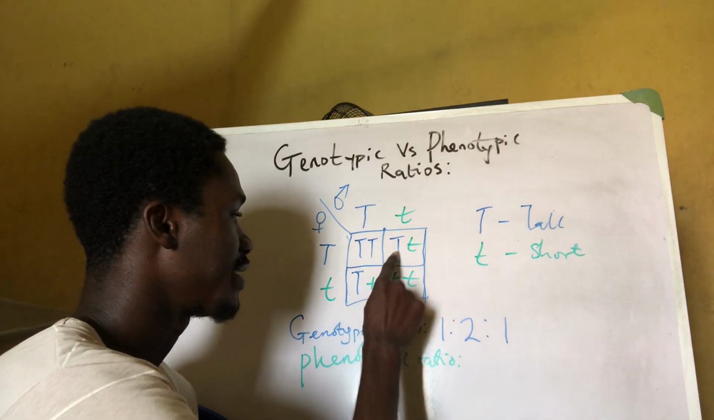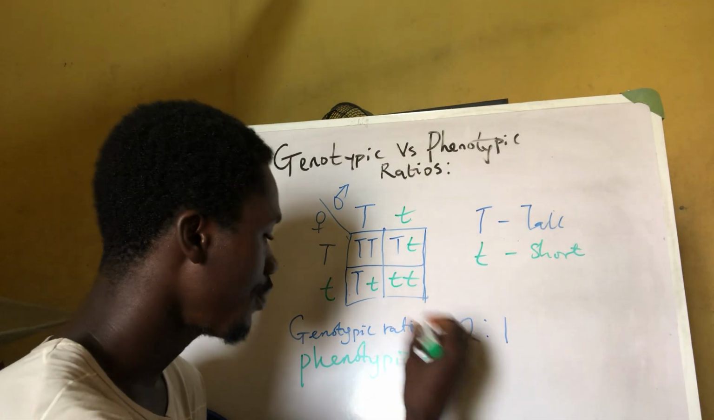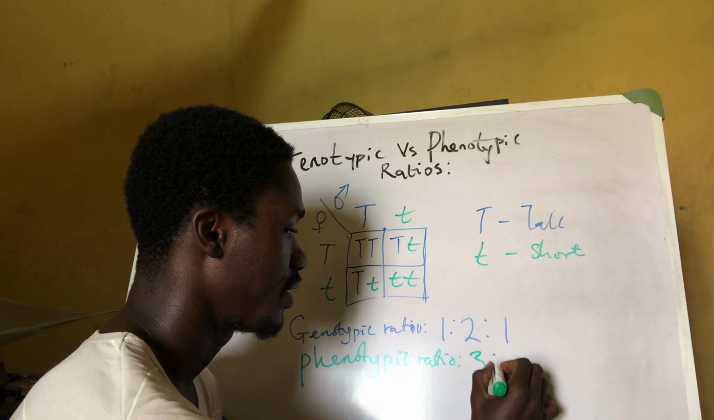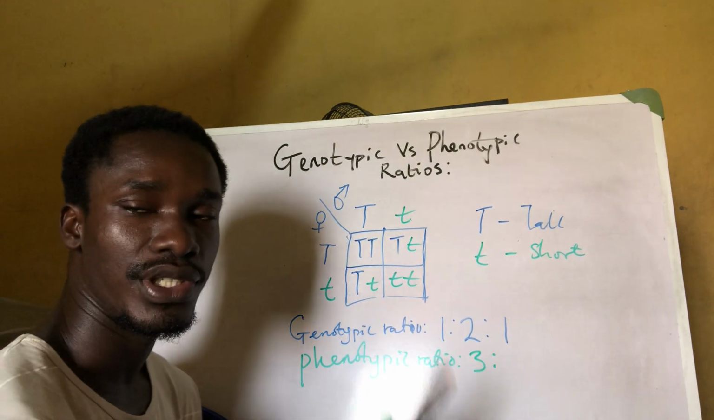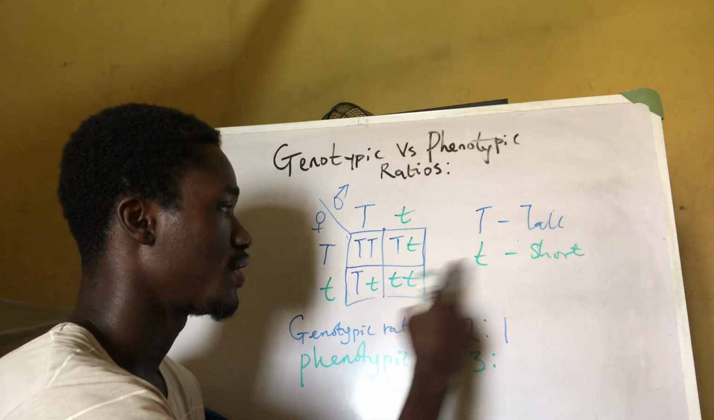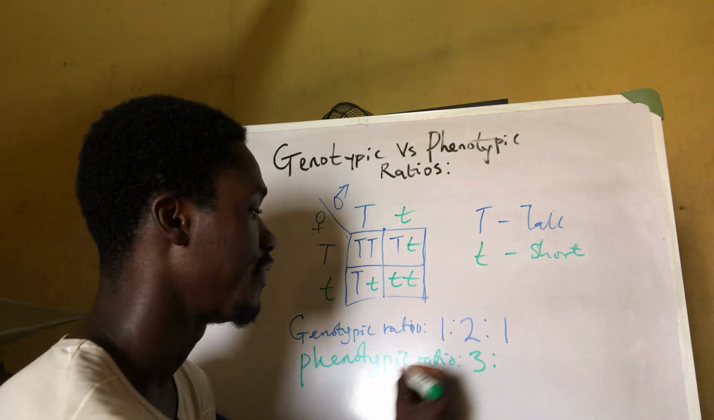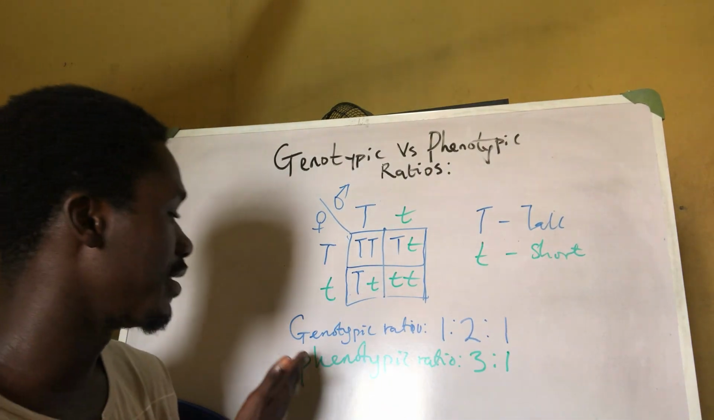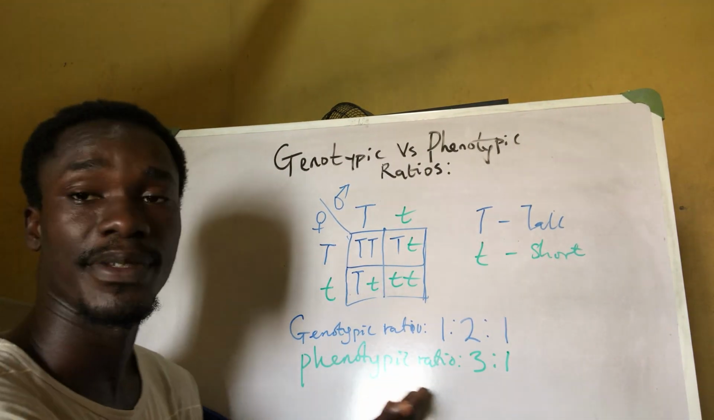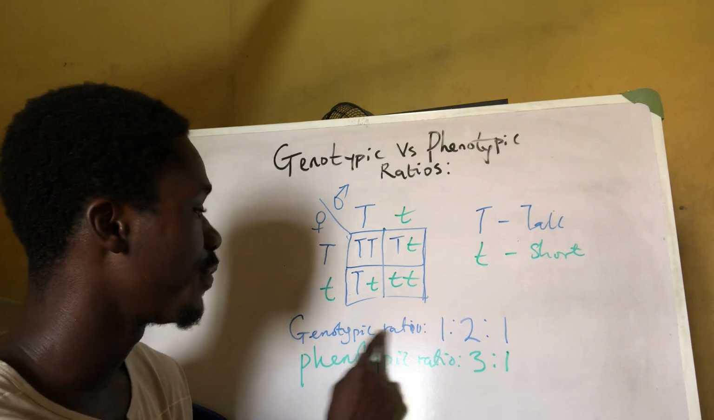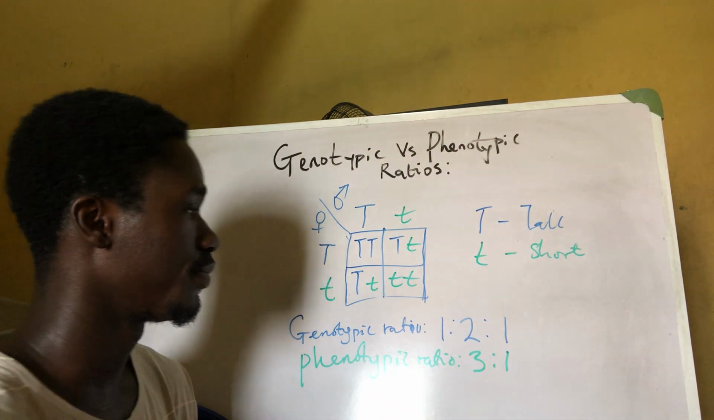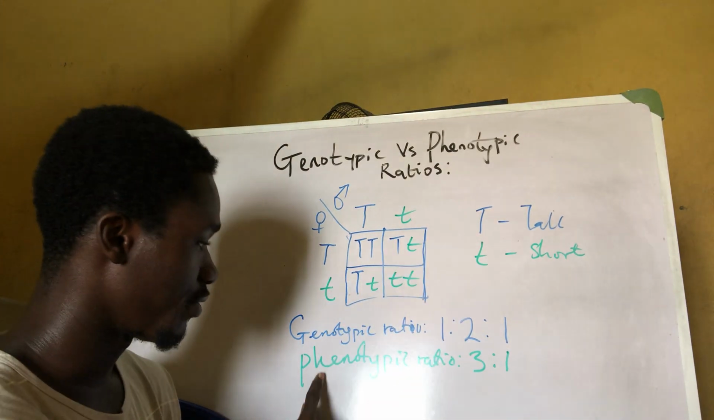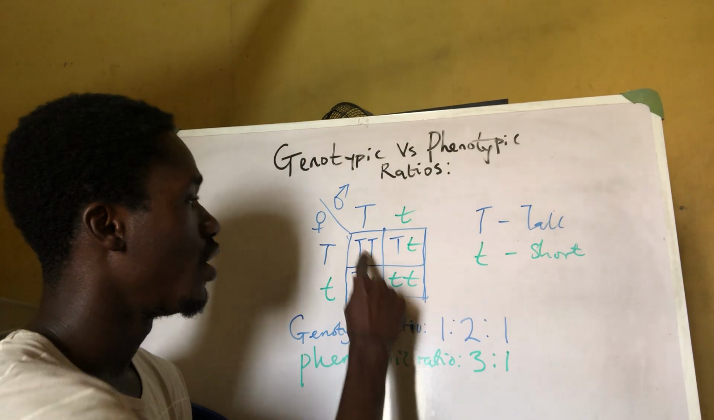Okay, so we have 3 tall gametes there, or offspring. So we have 3. Then we have small t, small t, short. Small t, small t, short, because it is recessive. So we have 1. So in this same cross, we can see that the genotypic ratio is different from the phenotypic ratio. So here the genotypic ratio is 1:2:1, while the phenotypic ratio is 3:1.